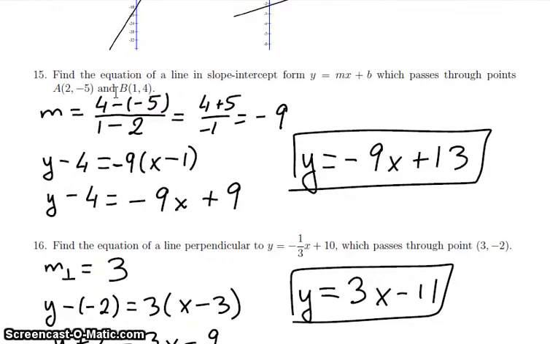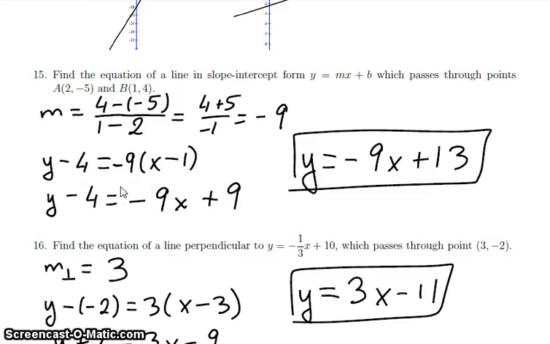Problem 15. Find the equation of a line in slope-intercept form which passes through points 2, negative 5, 1, 4. So the slope of this line is going to be 4 minus negative 5 divided by 1 minus 2, or you could do it the other way, so negative 5 minus 4 divided by 2 minus 1. The order doesn't matter as long as you subtract in the same order y's and x's. So I have 4 plus 5 divided by negative 1 gives me negative 9.